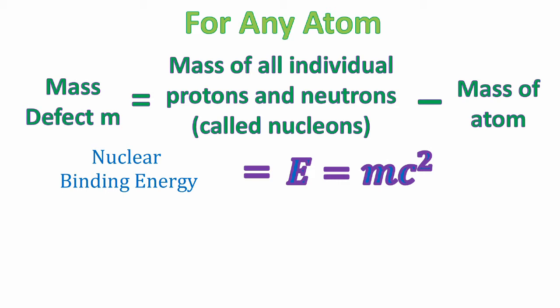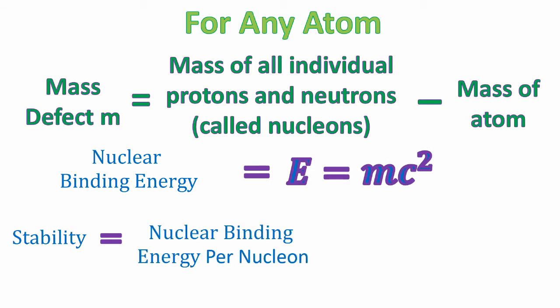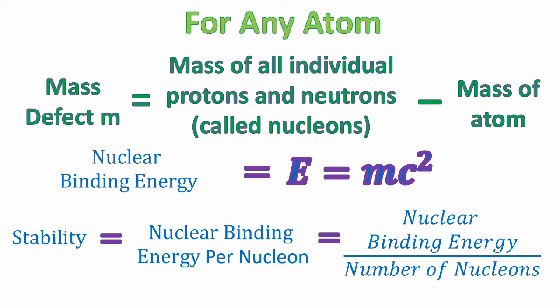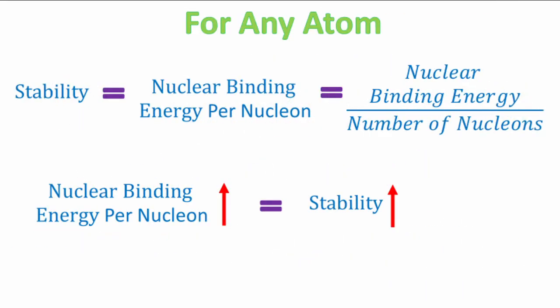But the stability also depends on the size of the nucleus, or the number of nucleons in the nucleus. So we write the expression for stability as the nuclear binding energy per nucleon of the nucleus, which is the value you get by dividing the nuclear binding energy by the number of nucleons. So remember, when the nuclear binding energy per nucleon increases, then the stability increases.